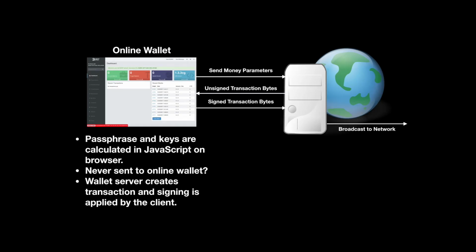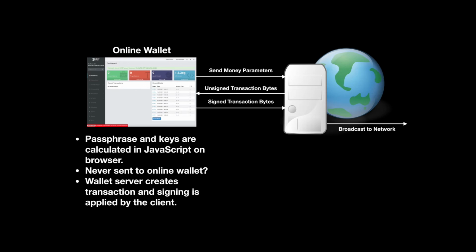Just some notes on how the transactions work with the online wallet. When you go to send money on the online wallet, it will send the parameters to the server that's running your online wallet. So you'll send the address, the amount, the fee, any messages, things like that. And the server will send back an unsigned transaction.